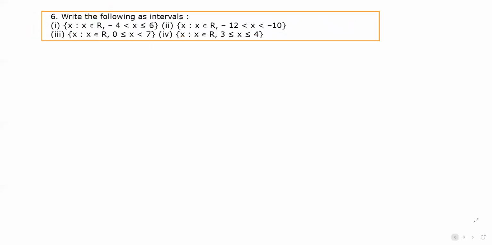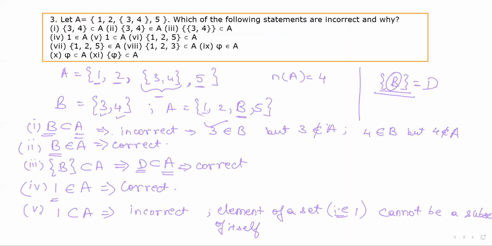Seventh, 1, 2, 5 belongs to A. Now this is a set. The whole set of 1, 2, 5 is not an element of A, because you should have an element over here. If you represent 1, 2, 5 by E, then you're saying that E belongs to A, which is not true. So the statement is false.